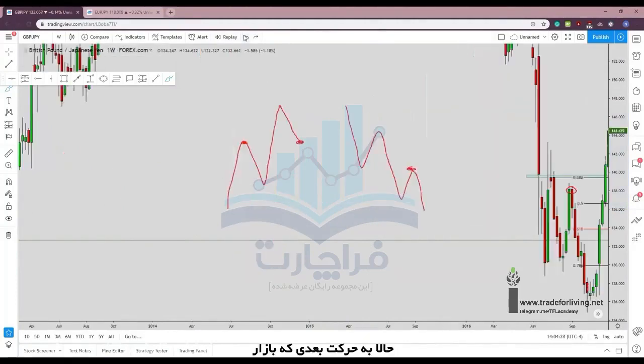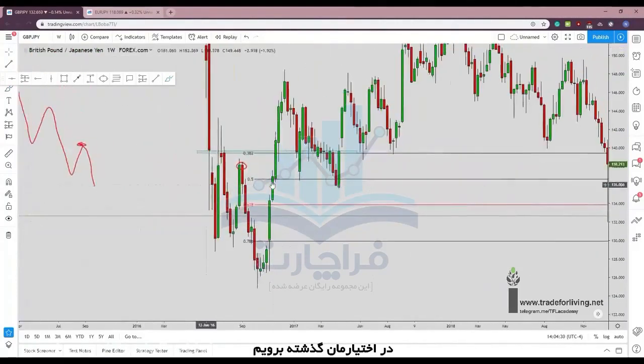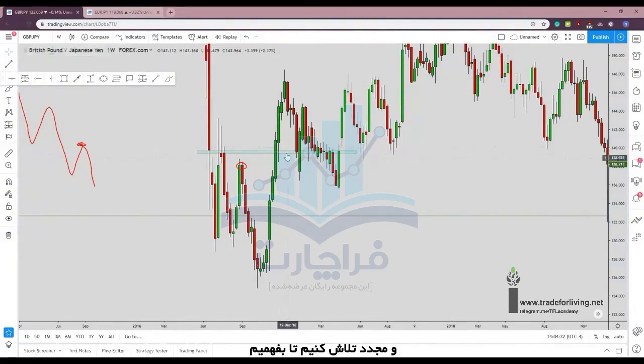Now let's keep going with the next impulse the market gives us, and let's try to find again which is the Fibonacci level that is aligning better with structure.